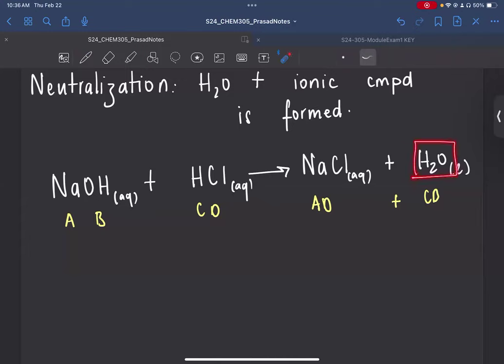Water is formed, and we should be able to identify NaCl as an ionic compound, as ionic is a metal and non-metal. So looking at the periodic table, the ionic compound would be the result between one of the black font elements and one of the other colored elements.